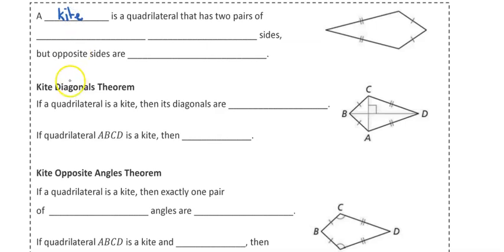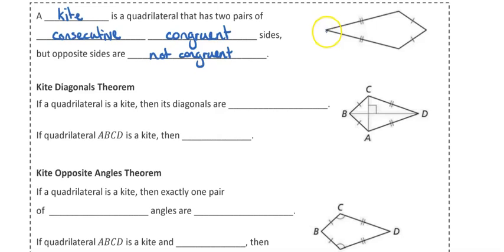All right, a kite is a quadrilateral that has two pairs of consecutive, meaning next to each other, congruent sides, but opposite sides are not congruent.